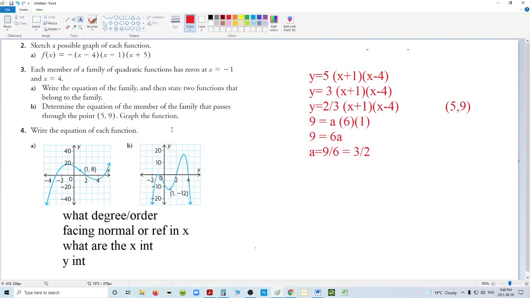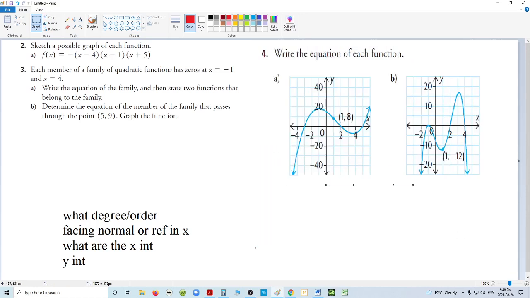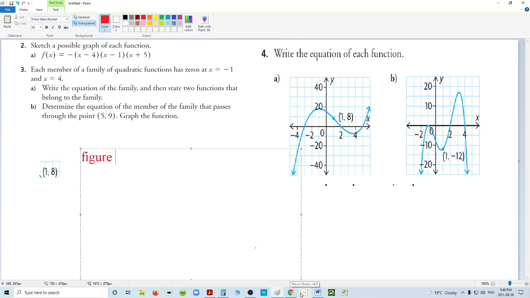Then they write an equation for each of the functions here. Pretty straightforward. We've already sort of done that in the examples. And the secret is to notice the clean point they give you. They'll always give you a clean point here. And they'll give you other things. So for this one, I would say your first thing is figure out the parent graph. What degree is it?